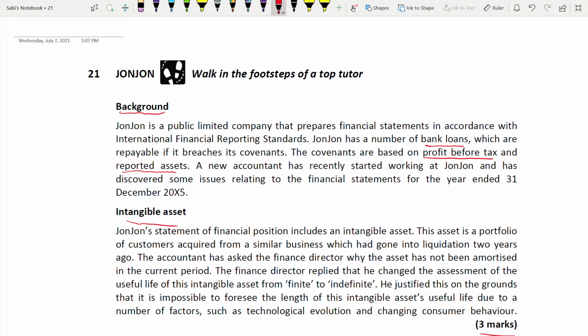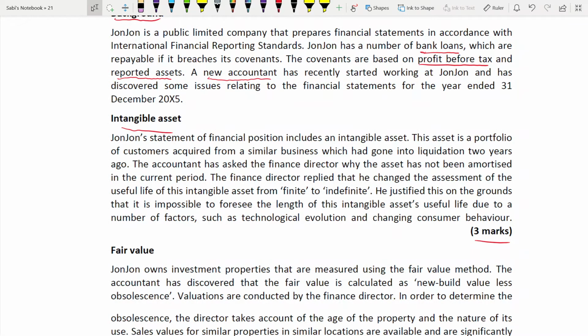A new accountant has recently started working at Jonjon and has discovered some issues relating to the financial statements for the year ended 31st December 2005. It's a new accountant, so these are some very important facts. This helps you in ethical issues as well as accounting issues. So let's start with intangible assets. Jonjon's statement of financial position includes an intangible asset. This asset is a portfolio of customers acquired from a similar business which had gone into liquidation 2 years ago.